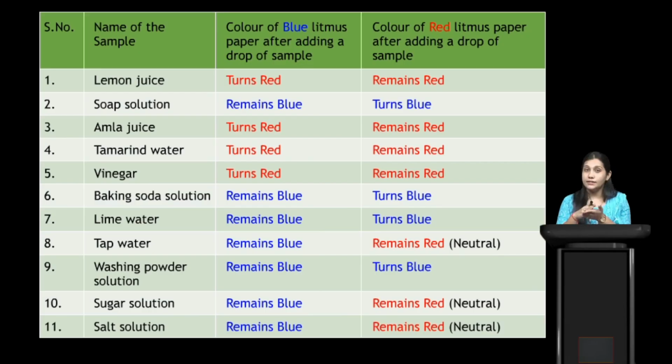Very good. Tap water, sugar solution and salt solution. So these are the three solutions which don't show any color change in the blue litmus paper as well as in the red litmus paper. Okay. So let's see what we have next.